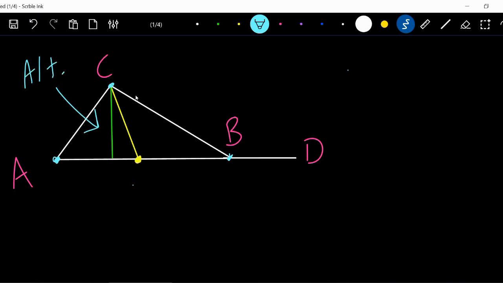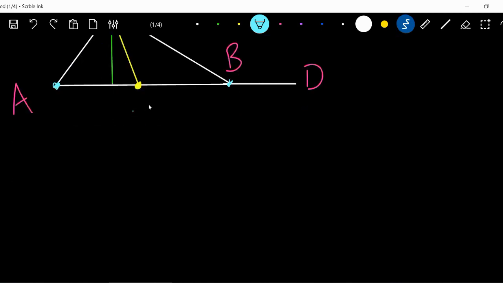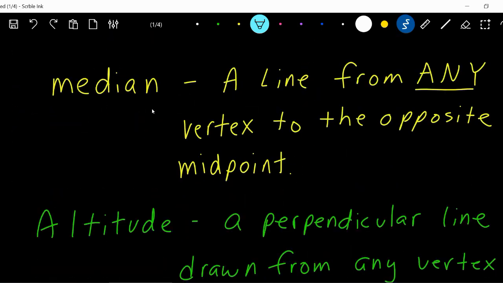I'll abbreviate that. That's the altitude. So you would see the first one is the median, the yellow one is the median, and the green one is the altitude. Okay, altitude and median right there. And those words are in your book too.